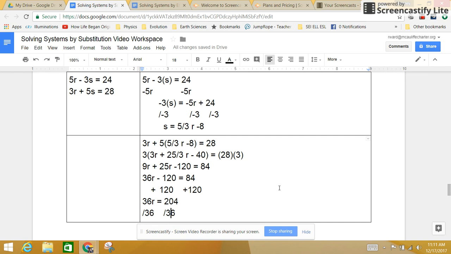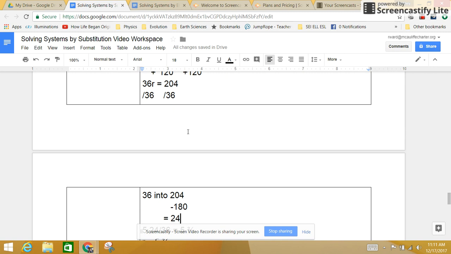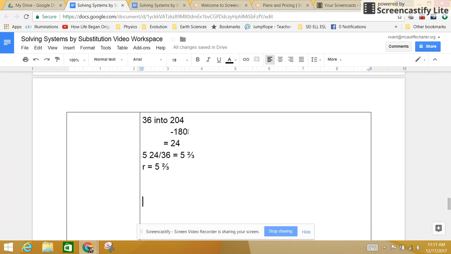Okay. I'm going to plug it into any one of these. Actually, I'm going to plug it into this because I've already simplified it for S. I'm trying to get what S is. So I'm going to copy that down, bring it down into my workspace. And there we go. So I'm going to replace R with 5 and 2/3.